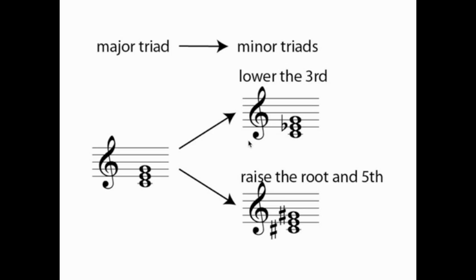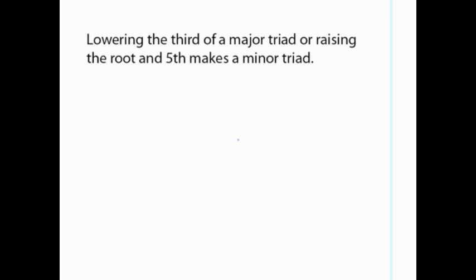Now the other way to do it is to raise the root and fifth. So take C major, raise the root and fifth, keep the third, and you get a minor triad. So C major to C sharp minor. Lowering the third of a major triad or raising the root and fifth makes it into a minor triad.